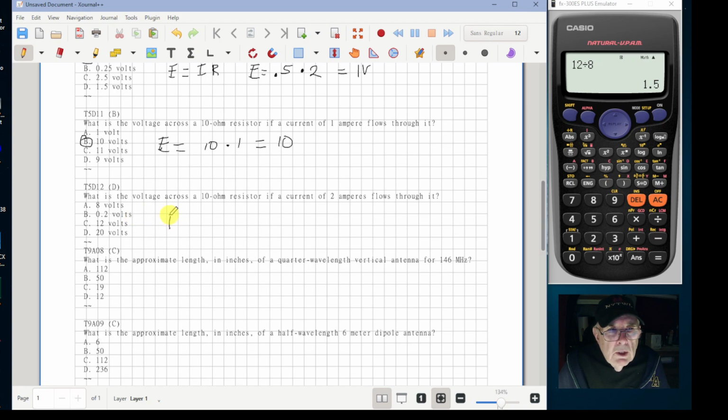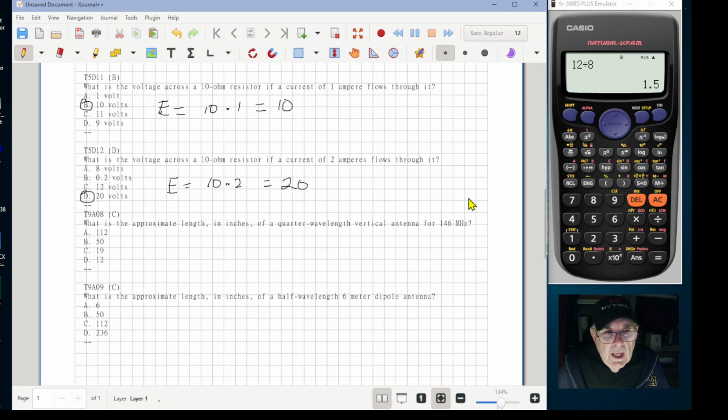What is the voltage across a 10 ohm resistor of 2 amps? 2 times 10 is 20, so we are going to get 20 volts. And that's answer D.